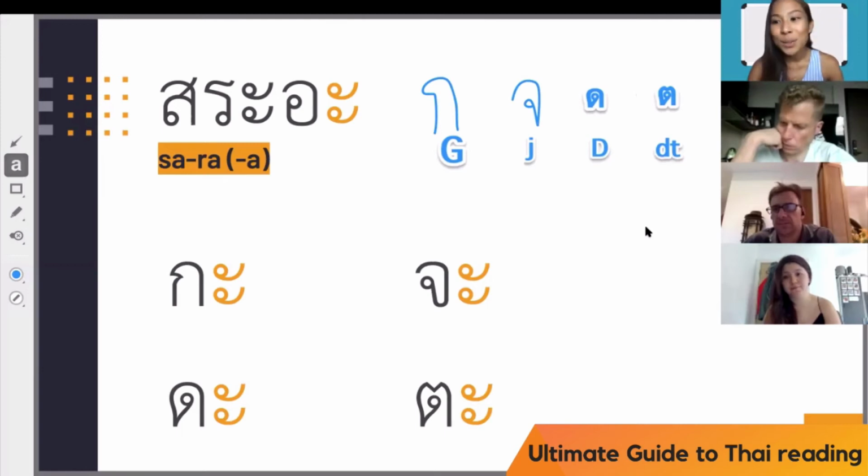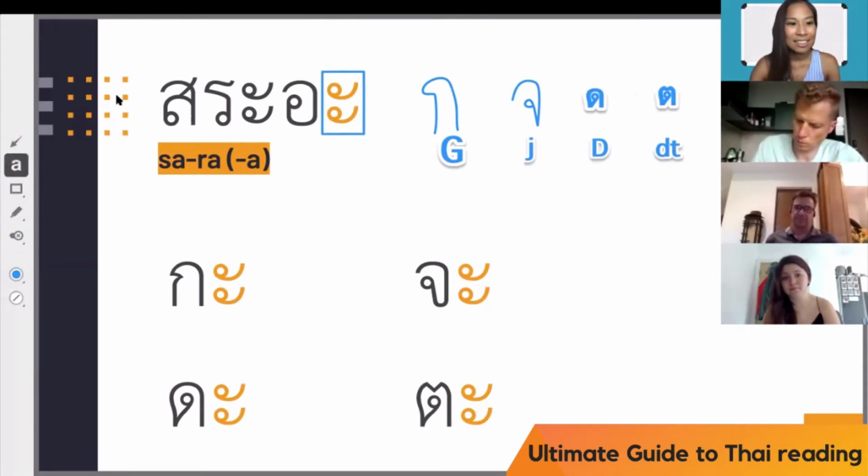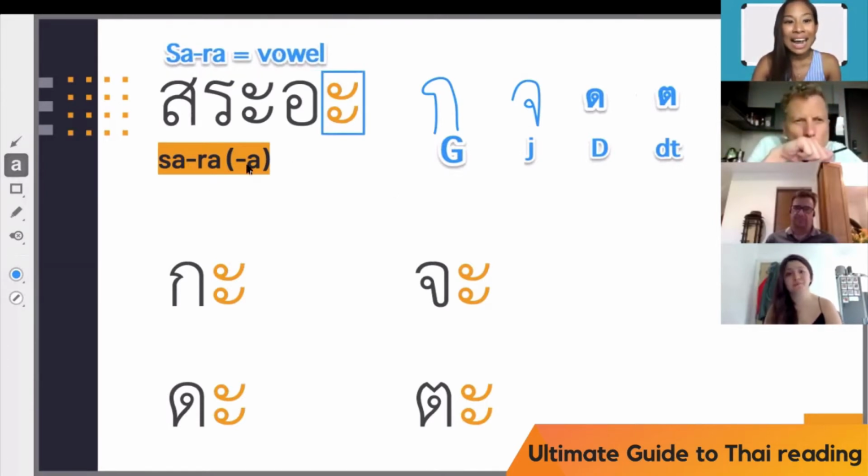Next thing that I want to learn, the first vowel is a. So this is the vowel called สระอะ. สระ means vowel. So when I call a vowel, I say สระ plus the name of it. This one is called สระอะ because it's a sound. All right.